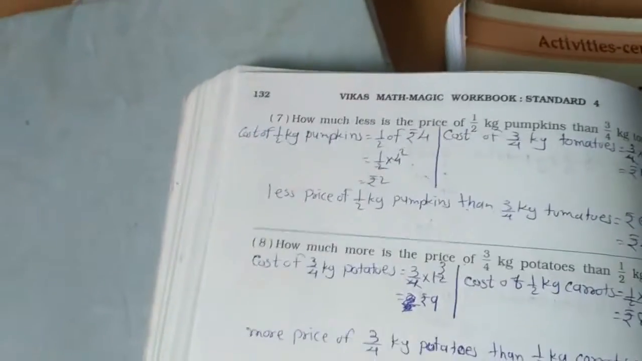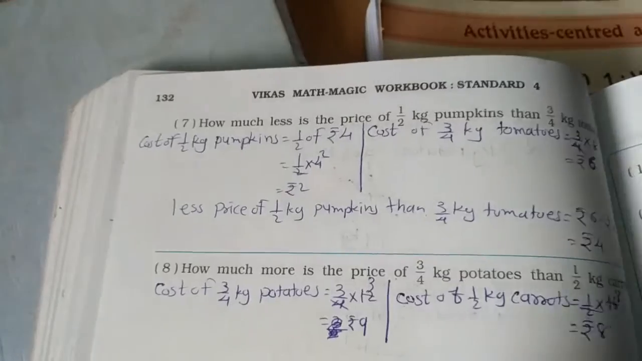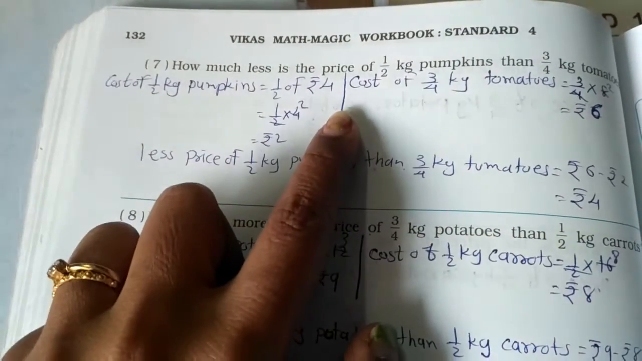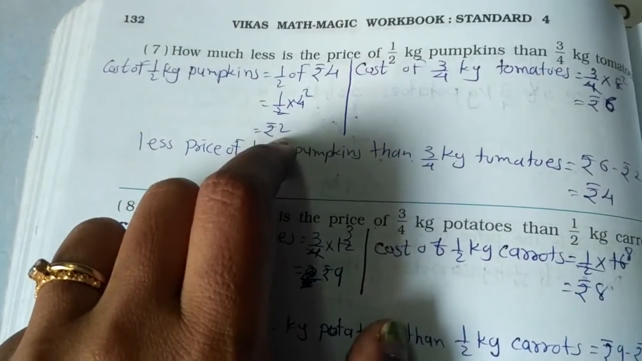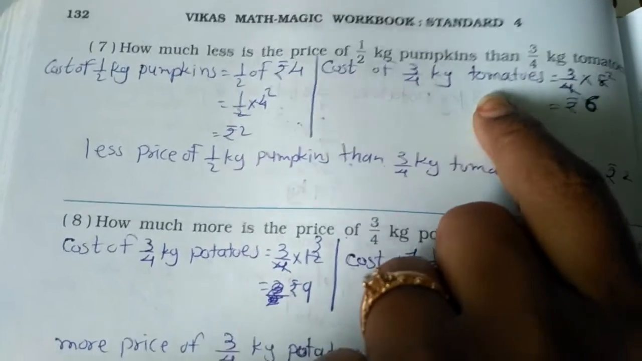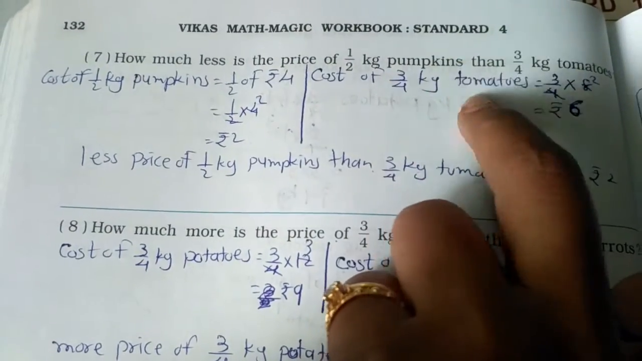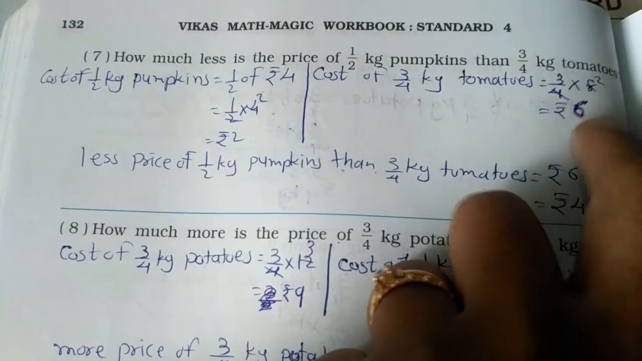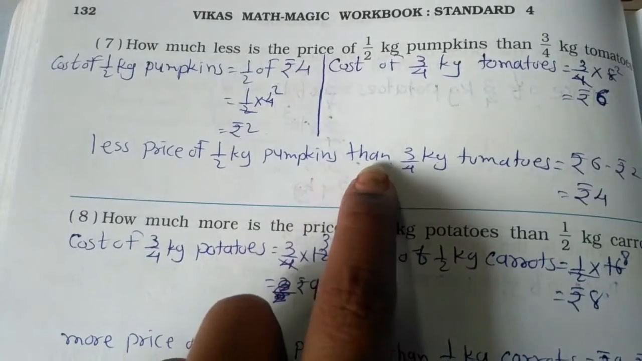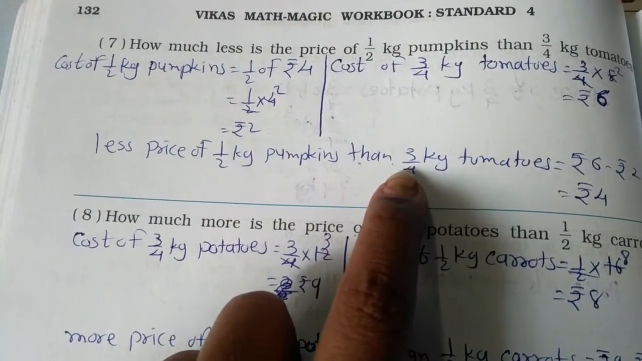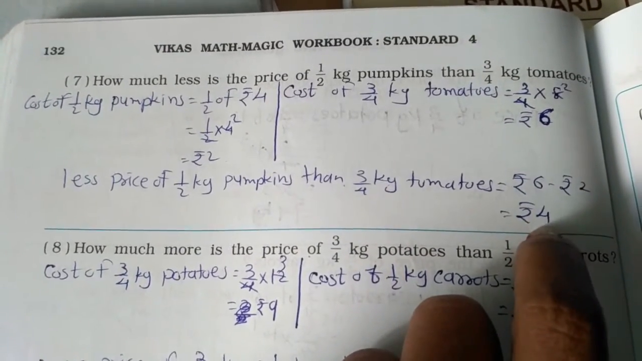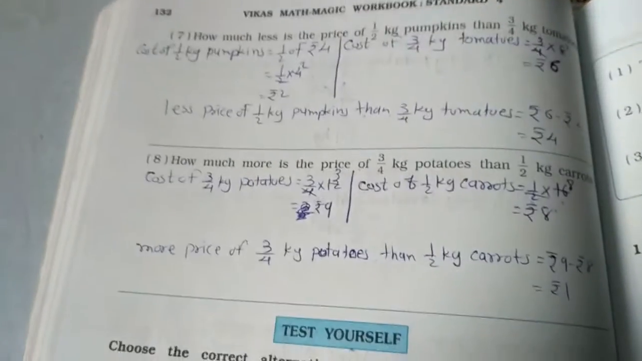Look at the next page, number 7. How much less is the price of half kg pumpkin than 3/4 kg tomatoes? The cost of half kg pumpkin is half of rupees 4, which is rupees 2. And cost of 3/4 kg of tomato is 3/4 kg multiplied by rupees 8. 4 2s are 8 and 3 2s are 6. So price of the half kg of pumpkin is less than the 3/4 kg of tomato. अभी देखो, less price कितनी कम है उससे, तो rupees 4 जितनी कम है, हमें ये find out करना है.